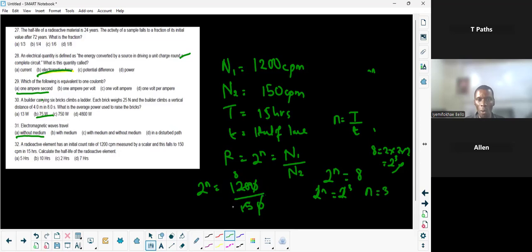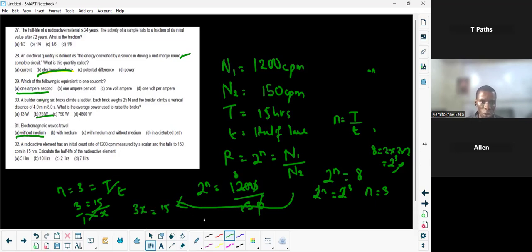So let's get our small t. If your n is 3, which is equal to big T over small t, here 3 is equal to big T, which is 15, over small t, which is what we are looking for, S. Now what do you do here? You cross multiply. 3 times S is 3S equals 15. When you divide both sides by 3, 3 cancels 3, and your S is equal to 5 hours.